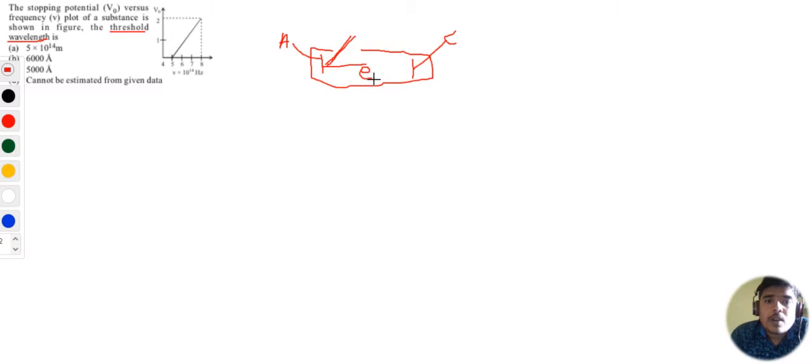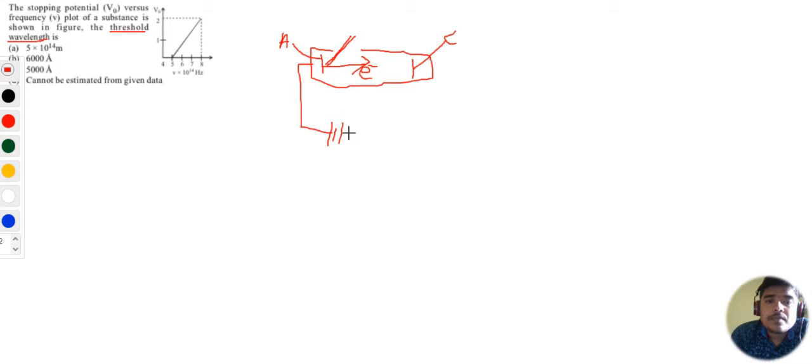The wavelength of that photoelectric radiation so that photoelectric emission can take place is called the threshold wavelength. That is the maximum wavelength this radiation must have so that the photoelectric effect can take place. We have to connect it with a battery or any electric source.